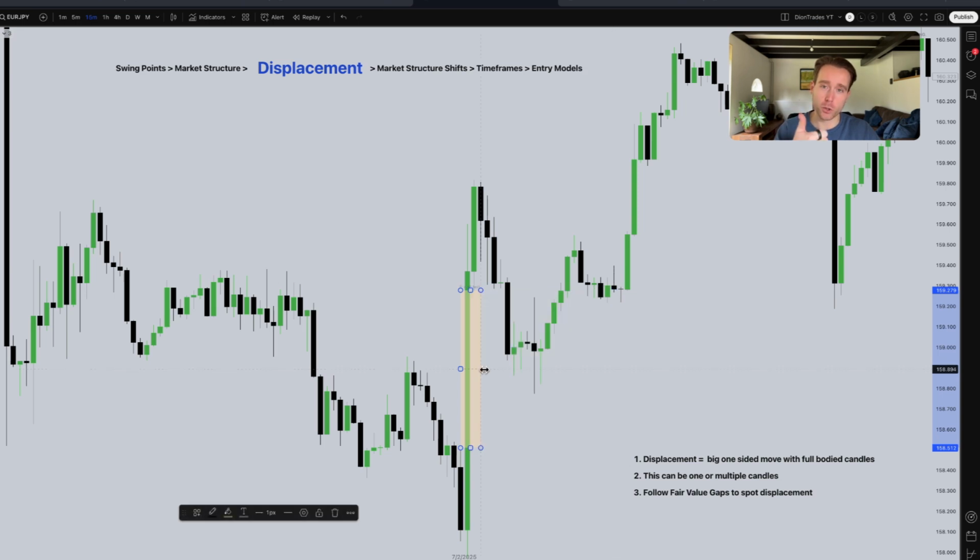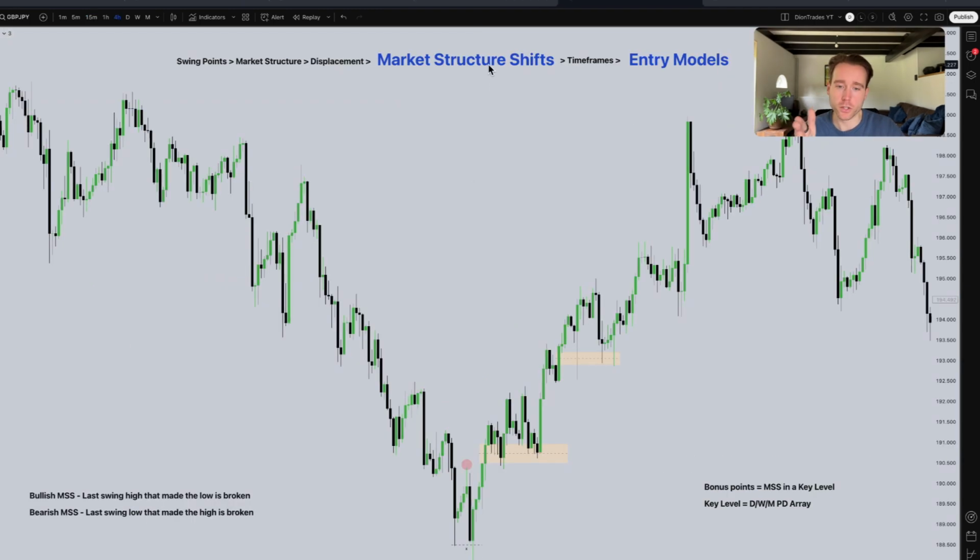So now you know what swing points are, swing highs and lows. You know what market structure is, higher highs, higher lows, and lower highs, lower lows, bullish and bearish. And now you know displacement. With these foundations, now you can look at, okay, how do market structure shifts work? In this example, we're looking at market structure shifts, but I'm also going to use this at the end of this video using entry models.